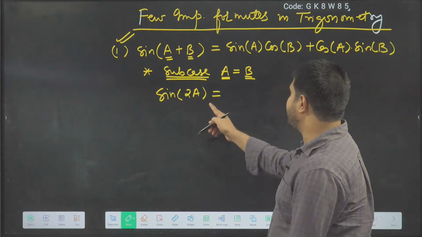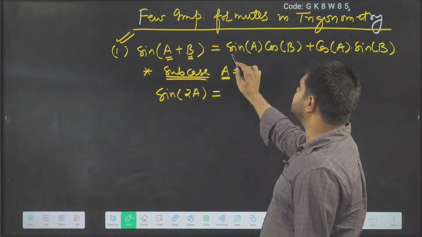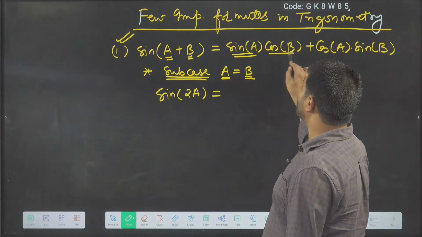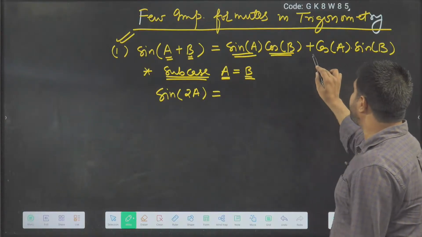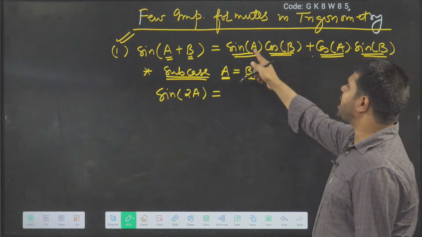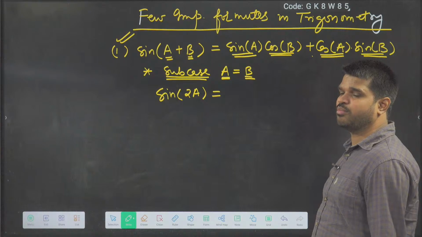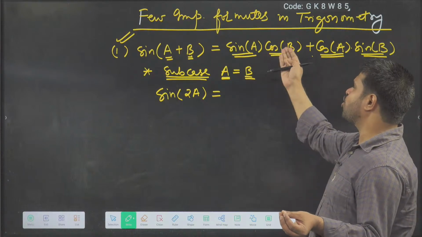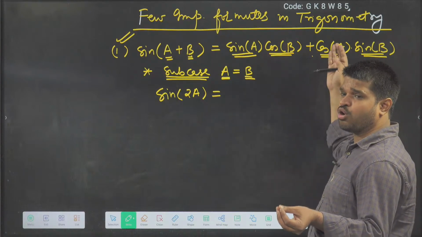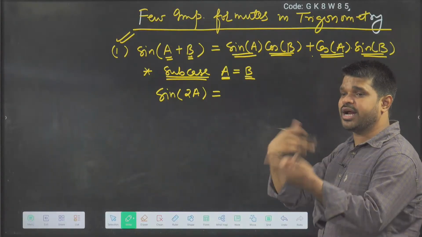Now what will I write? B is equal to A. So what will I write? Sine A into cos A plus cos A into sine A. Both terms are the same. What are both terms? Sine A cos A. This is also sine A cos A. So if you add the same quantity two times, you will get double of it.